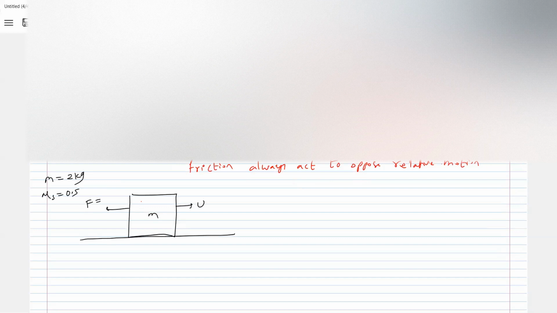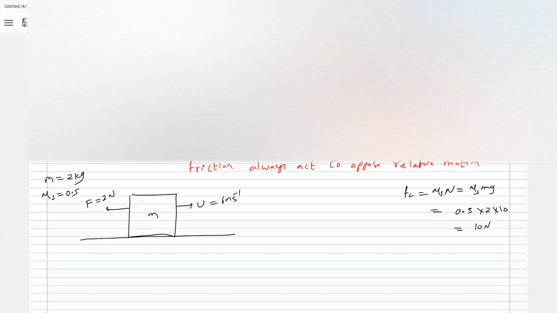So limiting friction, how much will we get? F_l equal to mu s N. So mu s value 0.5 into 2 into 10. This will be 10 Newton. So I applied a force of say 2 Newton. I gave a velocity of say 6 meter per second.